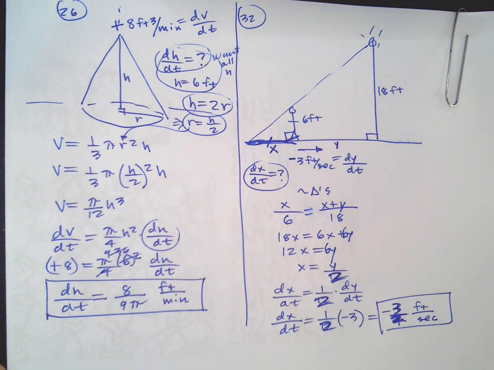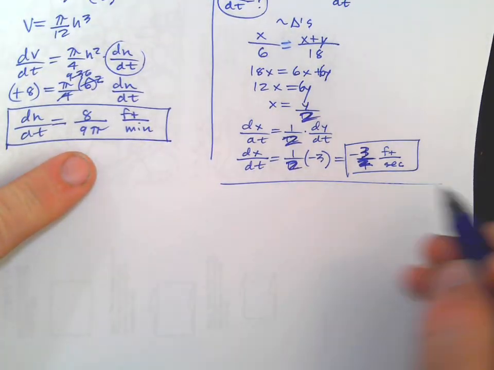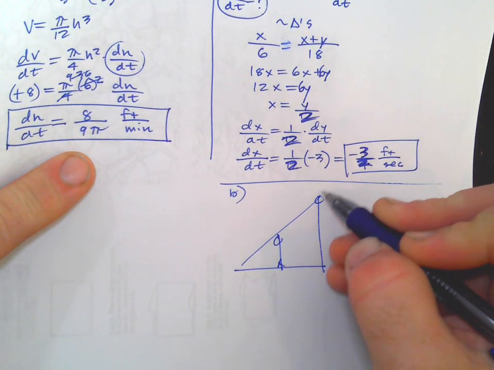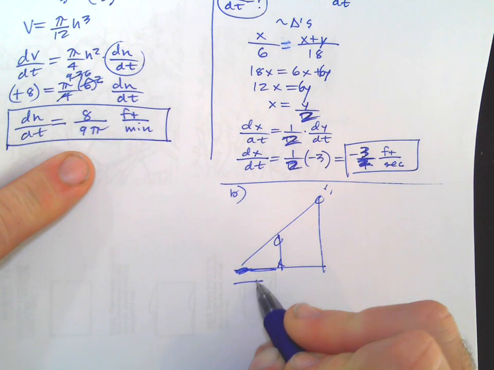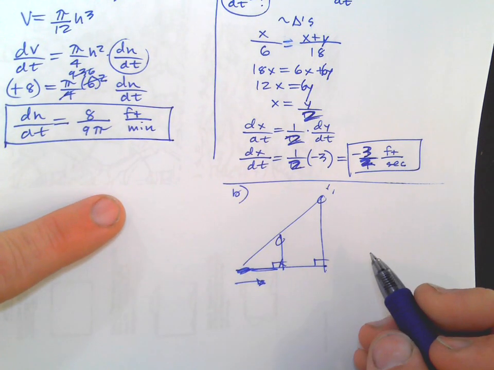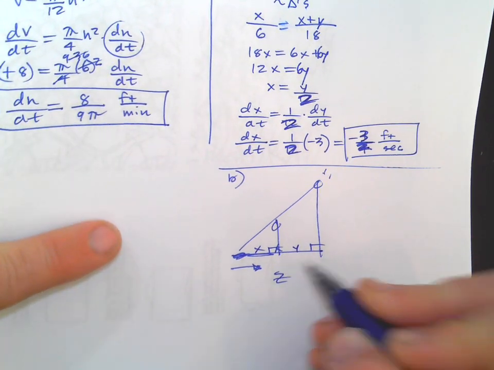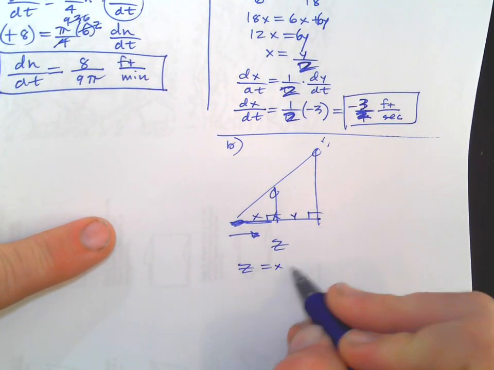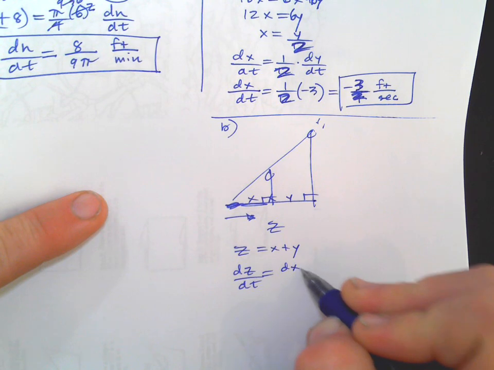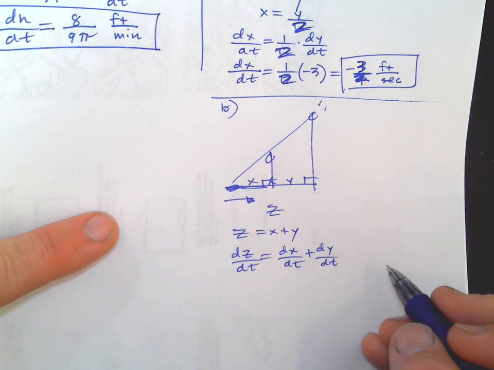Part B says, how fast is the tip of the shadow moving? So the tip of the shadow, I'm going to draw a new picture for part B. My other picture is kind of messy. So the tip of the shadow is like this. How fast is it moving relative to the street lamp? We just did just the length of the shadow. So we need a variable for this whole thing. I'm going to call it z. Now we still have x and y that we could use, right? So z equals x plus y. So then dz/dt equals dx/dt plus dy/dt. And this is what we're looking for.